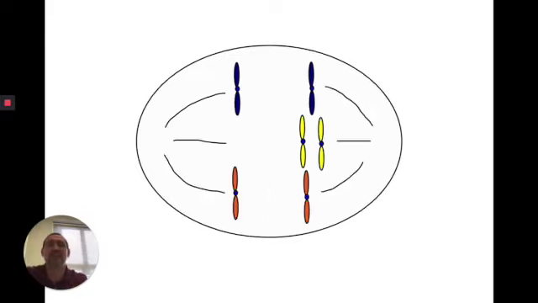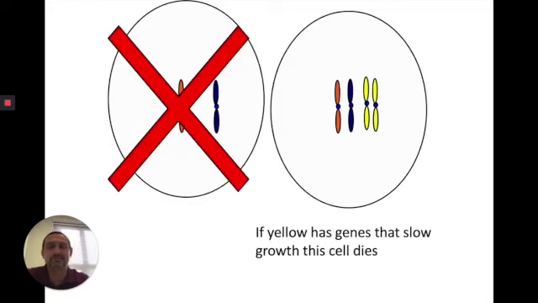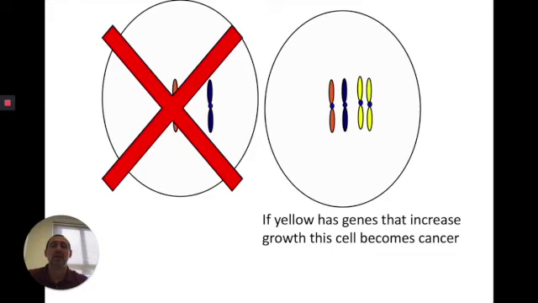But what if that's not the case? What if that checkpoint isn't working? What if the 2 cells divide and we get an uneven number of chromosomes? In that case, the one dies because it doesn't have enough chromosomes to live. The other has an extra one. Now, if that yellow chromosome has genes on it that slow cell growth, that cell also dies. But if that yellow one has genes that increase growth, that is how cells can become cancerous.